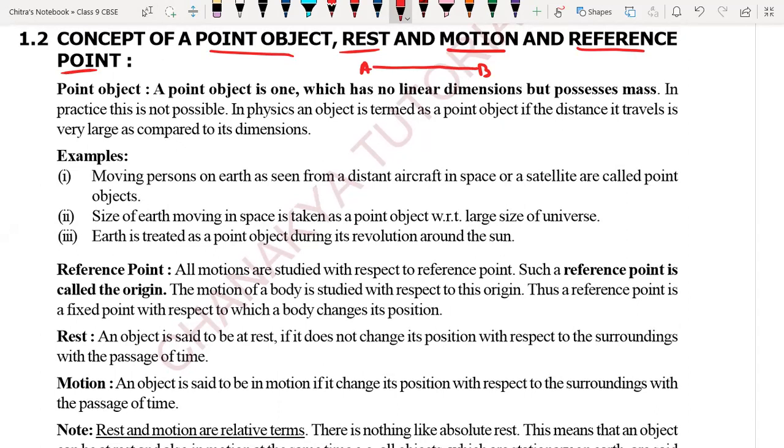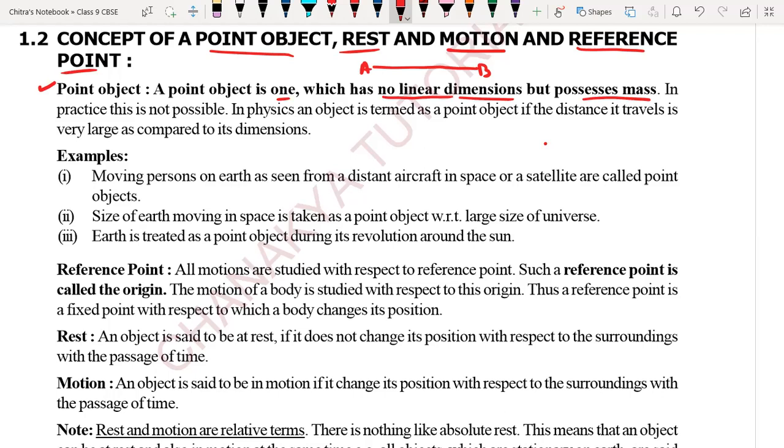So what is a point object? A point object is one which has no linear dimension but possesses a mass. Any point or dot in space which does not have length, height or breadth is called a point object, but it has mass. Very important, it has mass. Understood, everyone?